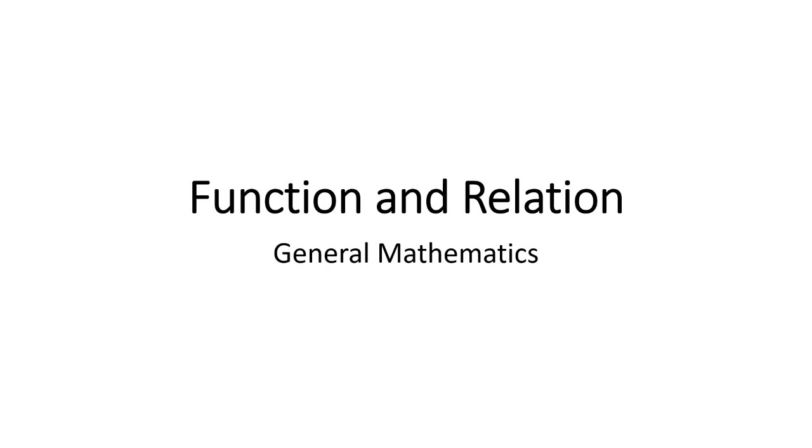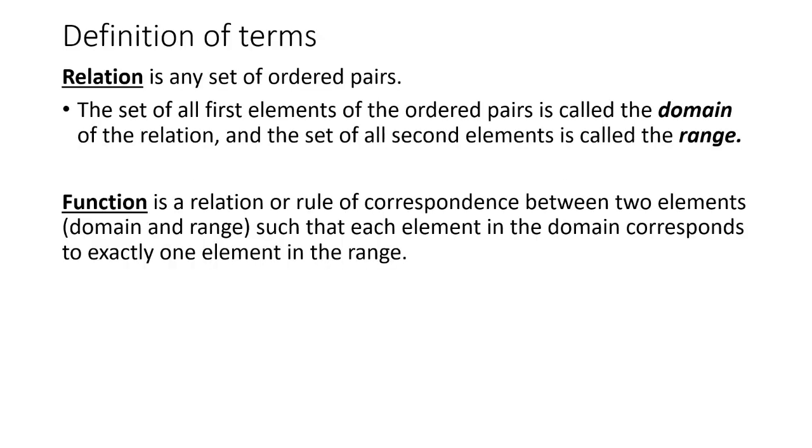So first, let us define the following terms: relation and function. First, relation is any set of ordered pairs. When we say ordered pairs, you can have, for example, x and y, right? Or, for example, I'll be giving you numbers, -2 or 5, like that. Or 3, -4. Those are examples of ordered pairs.